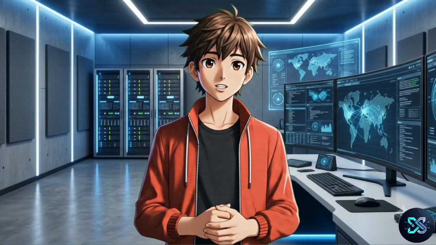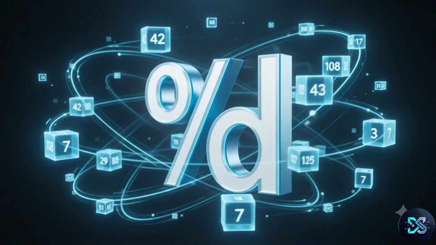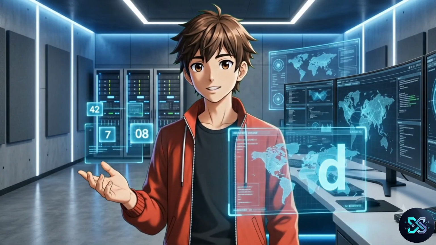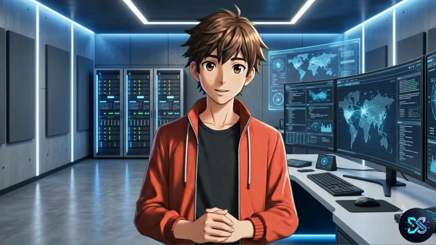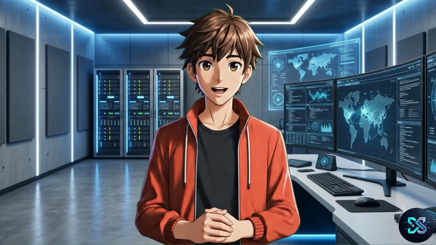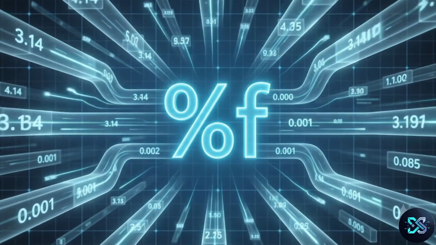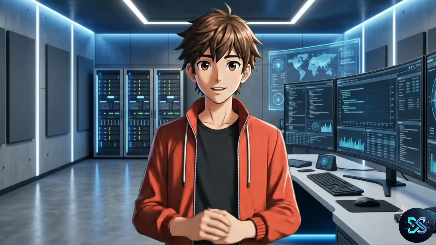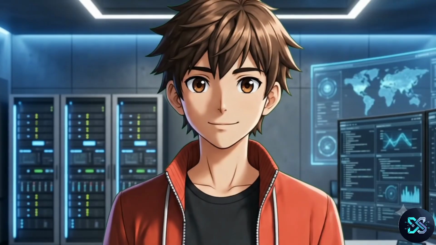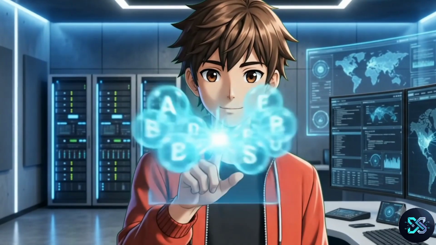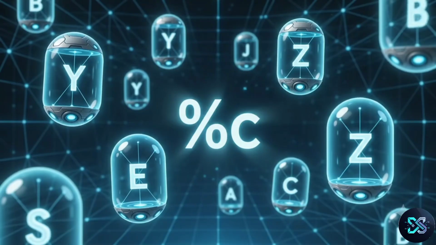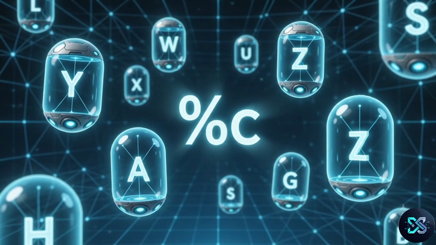For integers, we use %d. This is the most common specifier. For decimal values, we use %f. This works with float variables. For characters, we use %c. It stores a single character.